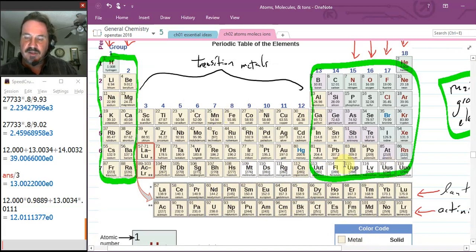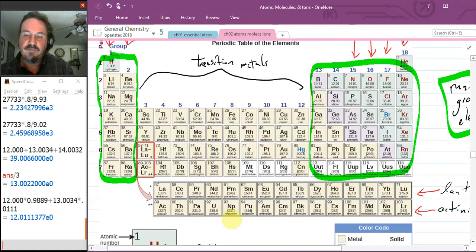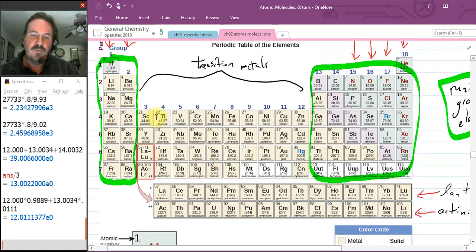That's why they have 3 letters on this table. So they produce them in labs. They're very unstable. They hang out for a couple microseconds and then they disintegrate. They're just too big to be stable. They're white here on this table, just not known yet, I guess. Okay, but look at that. Most of them are metals.